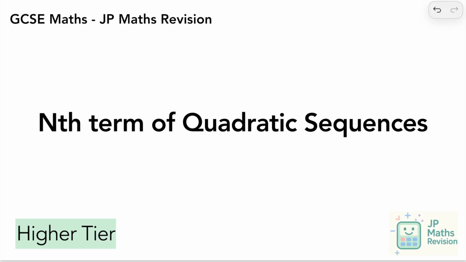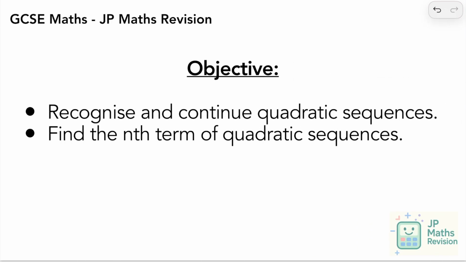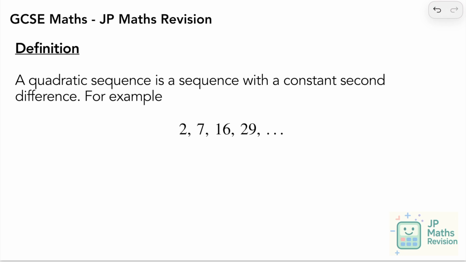So here we're going to be looking at finding the nth term of quadratic sequences. So the objective here is to be able to recognise and continue quadratic sequences, and we also need to be able to find the nth term of quadratic sequences. So a quick definition before we get started. A quadratic sequence is a sequence where there is a constant second difference.